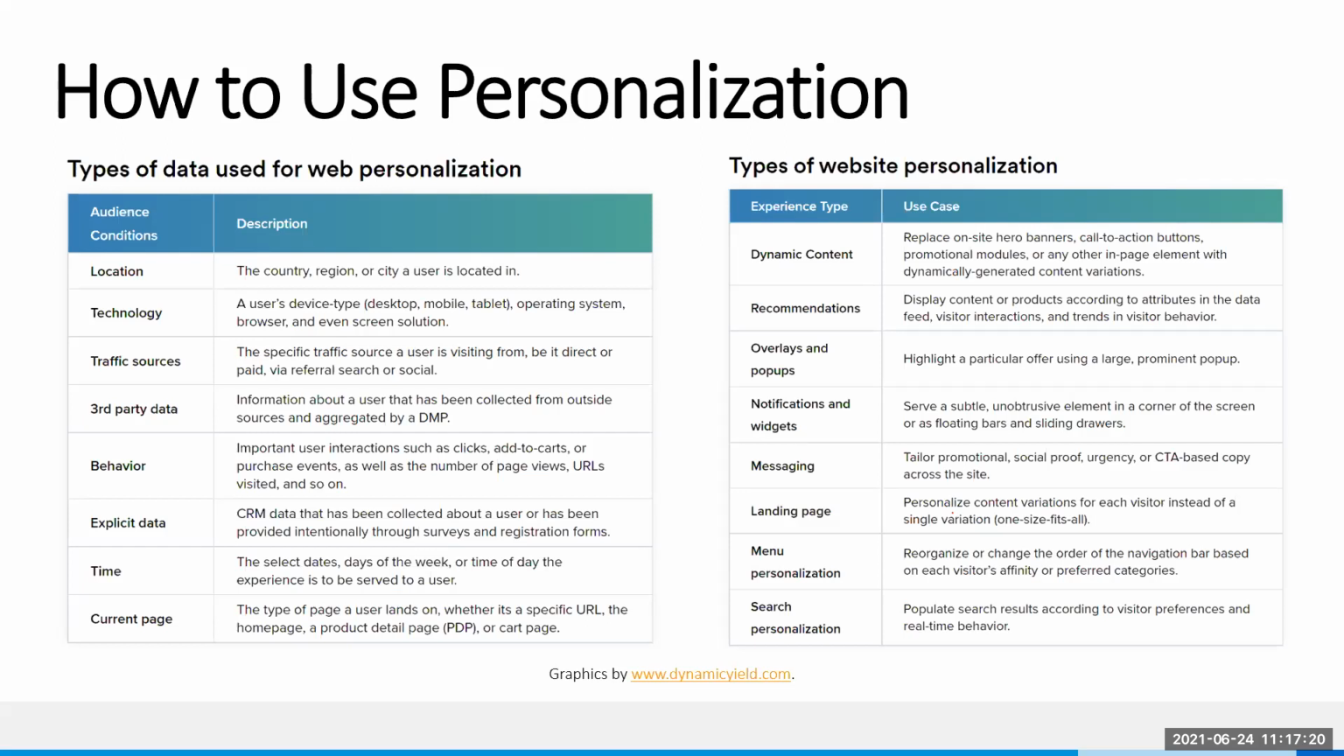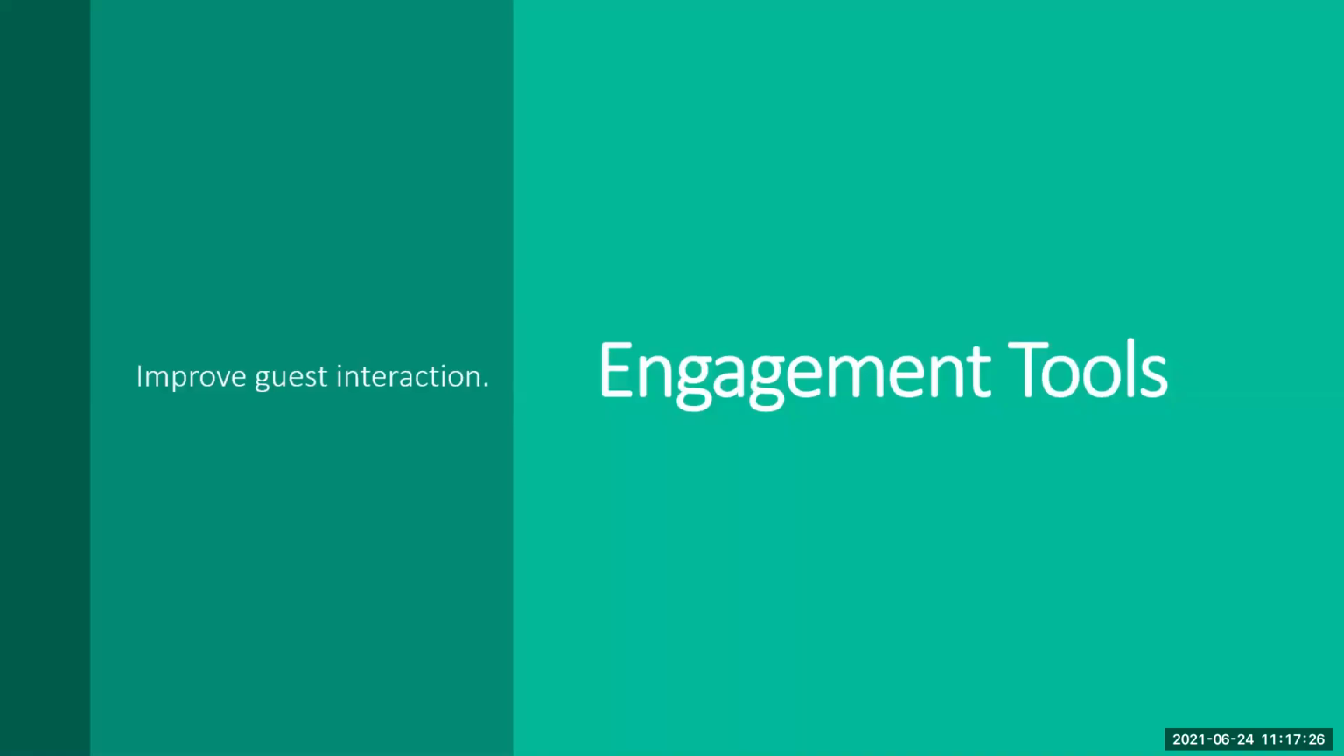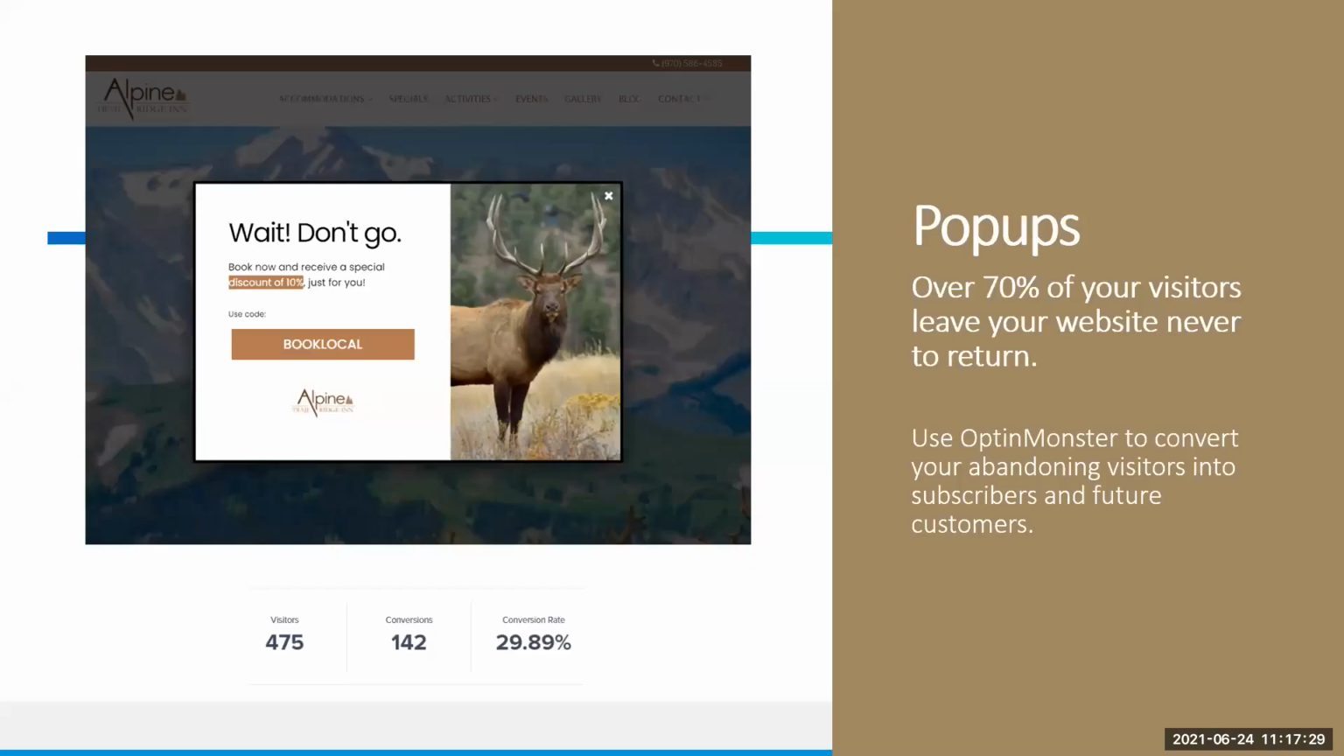We'll touch on a lot of the different types as we jump into the engagement tools, which is where we're headed next. So the first engagement tool that I'll touch on here is pop-ups. 70% of visitors are going to potentially leave your website and never come back, right?